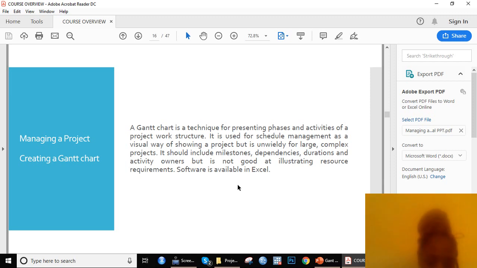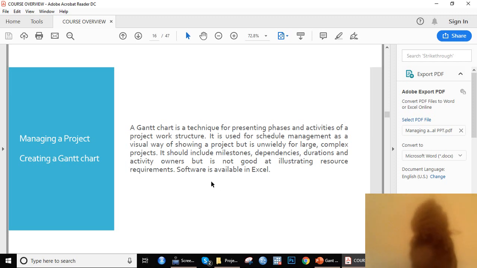A Gantt chart is a technique for presenting phases and activities of a project work structure. It is also known as a work plan. It is used for schedule management as a visual way of showing a project, but is unwieldy for large, complex projects. It should include milestones, dependencies, durations, and activity owners, but it is not good at illustrating resource requirements.